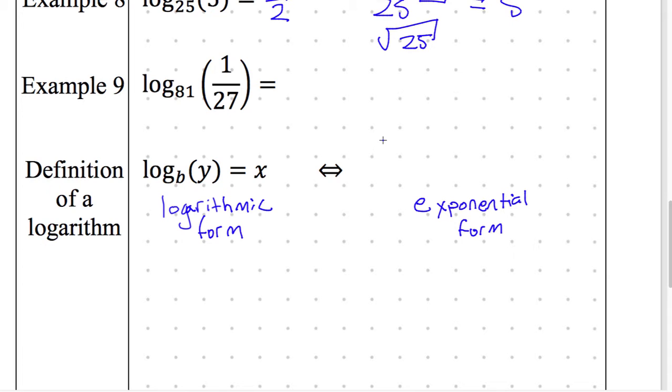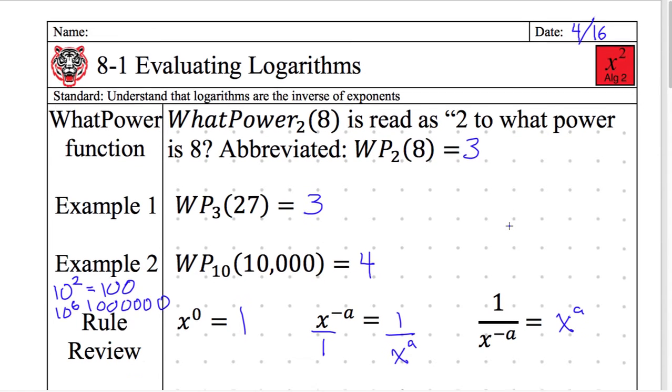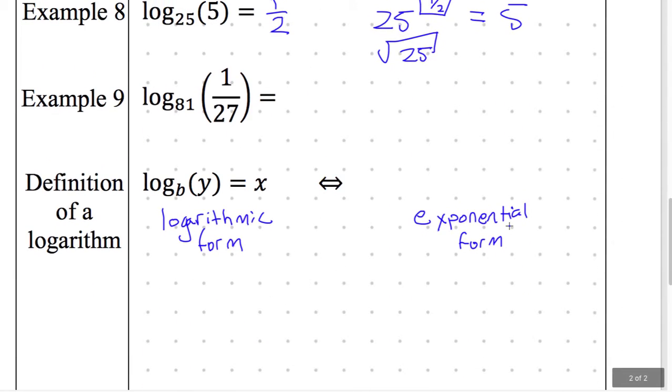What power does B need to be? You basically need to reread this thing. What power to, oh wait, go down. B to what power is Y, X, Y. That's one of those.